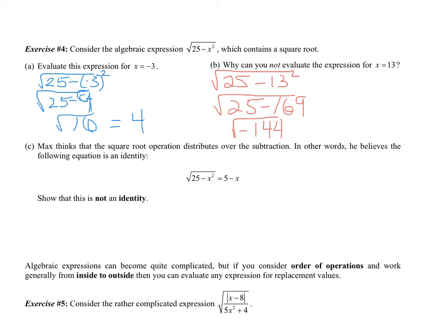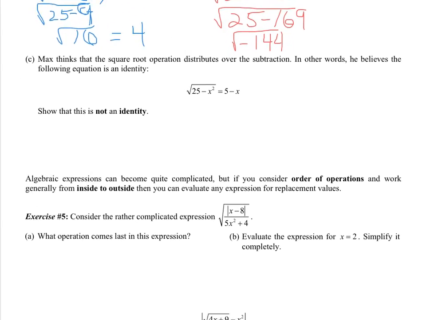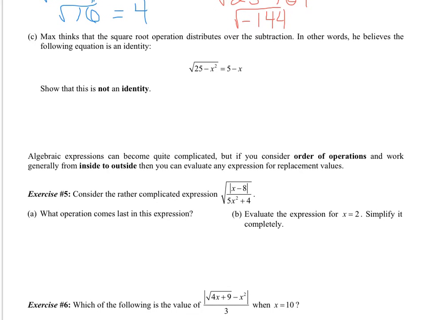There is no number times itself that'll give you negative 144. So moving on, Max thinks that the square root operation distributes over the subtraction. In other words, he believes the following equation is an identity. This is interesting. What he has on the left side is the square root of 25 minus x squared, but on the right side, he has 5 minus x.